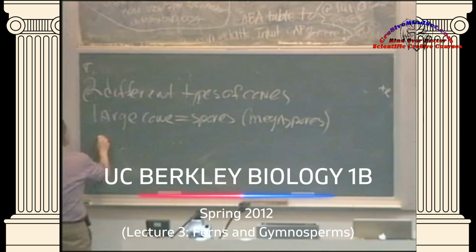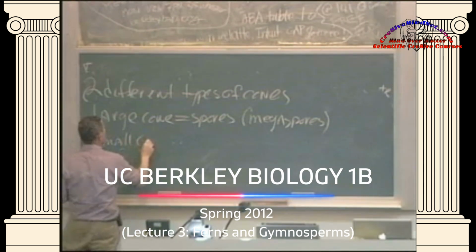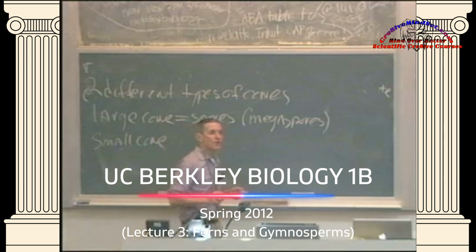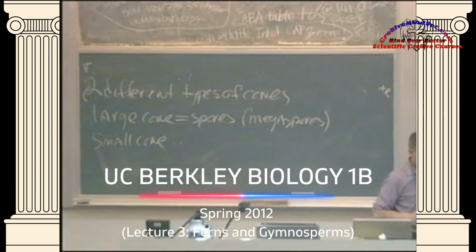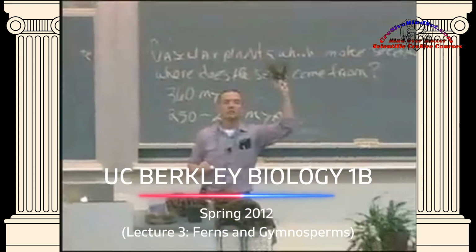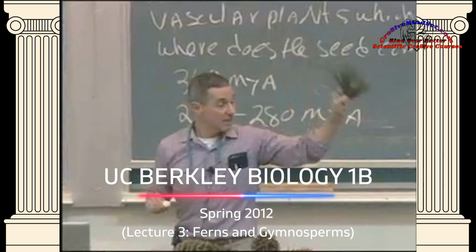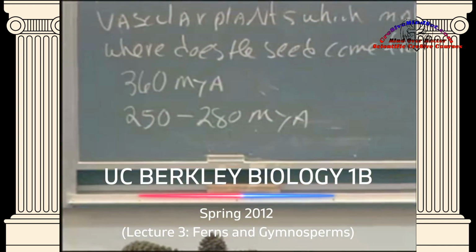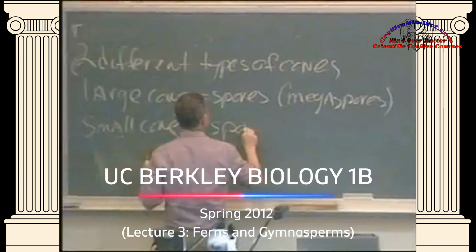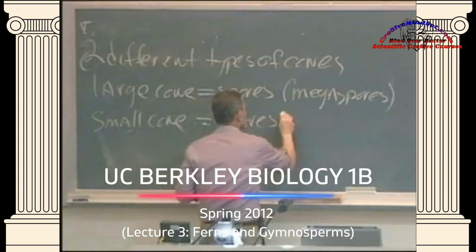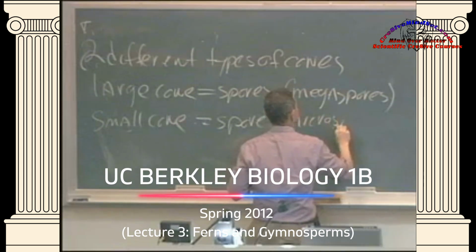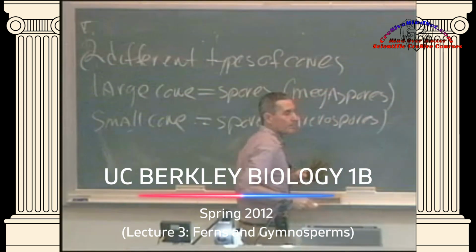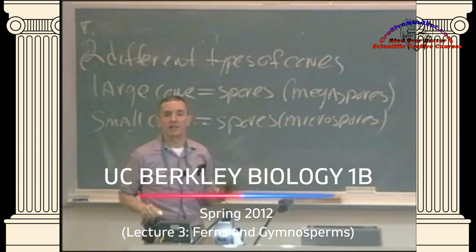And then there's a small cone, which most of you never see or never realize, although I guarantee many of you have experienced the product of this small cone. The small cone is very transitory, and the small cone also makes spores. It's essentially the same type of structure here, but it's a small cone. It makes spores, and these spores are called microspores. But you better know the microspores as pollen.